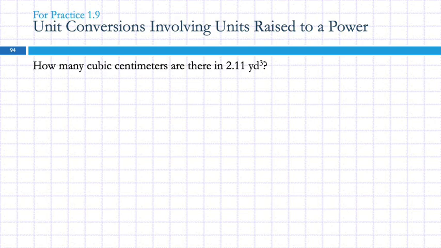Okay, so how many cubic centimeters in 2.11 cubic yards? So I have cubed units here, right? Well, again, let's identify what we have. I have this many cubed yards, and what I'm trying to find, cubic centimeters, and I'm going to make my path. So 2.11 cubic yards. And I'm going to have to convert that, and I want to end up with centimeters.